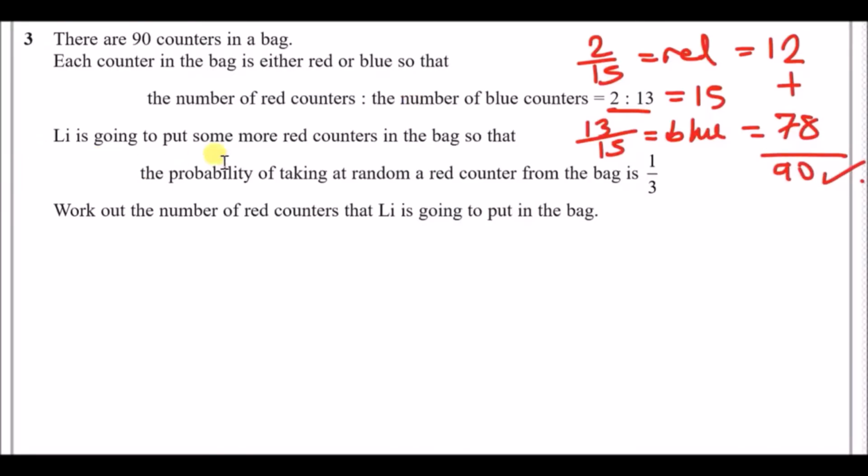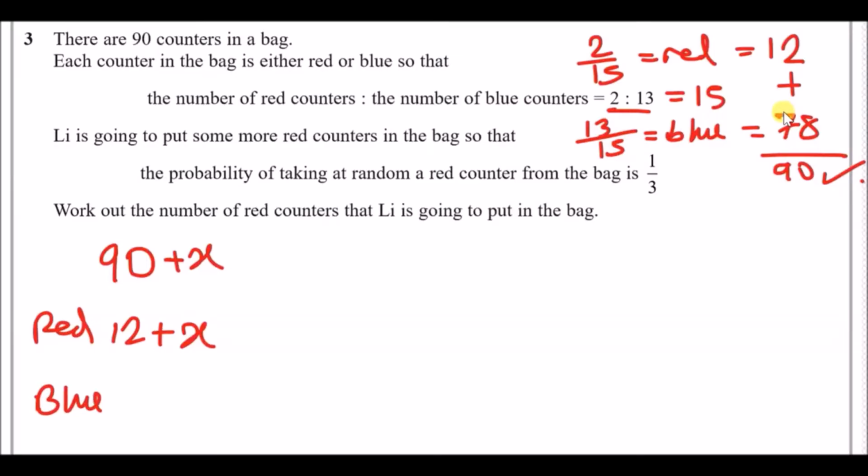So Lee is going to put some more red counters in the bag, so that the probability of taking at random a red counter from the bag is a third. Let's think about it a second. You have 90 in total. He's going to add some extra red counters, and you have 12 reds already. So it's going to be 12 plus some extra counters, let's say X. That means you now have 90 plus X in the bag. So this is going to be red counters, and blue counters are still 78. And here's the total.